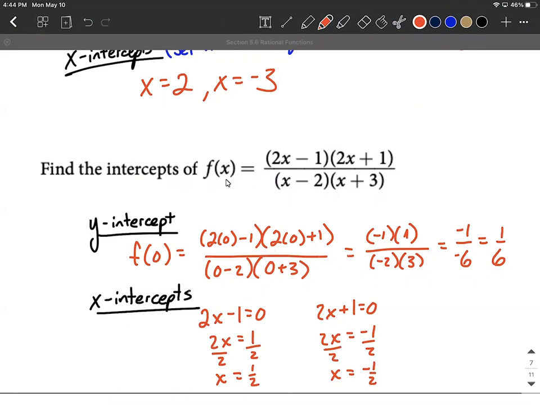Hope this helps out as we're figuring out how to find x and y-intercepts of rational functions. It's really not that bad. You just need to know where to look. Good luck.